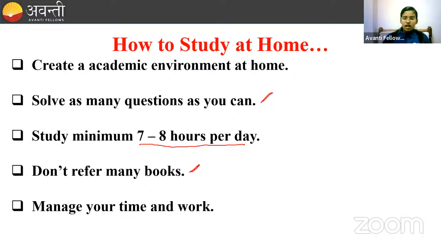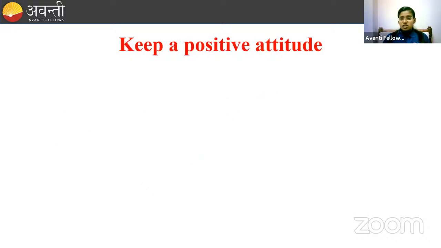And at last, keep a positive attitude. What kind of attitude should you have? First of all, you have to believe in yourself. Yeah, I can do it. I can get good marks in my JEE. I can get good marks in my NEET. I will become a doctor. I will become an engineer. That kind of positive attitude you should have in your mind, that you can do it. You should believe in yourself first.